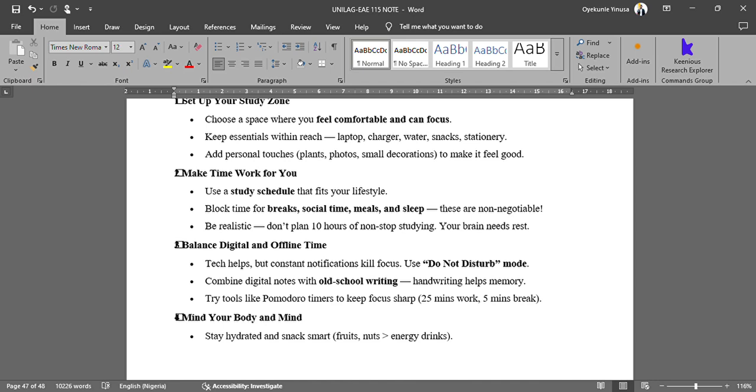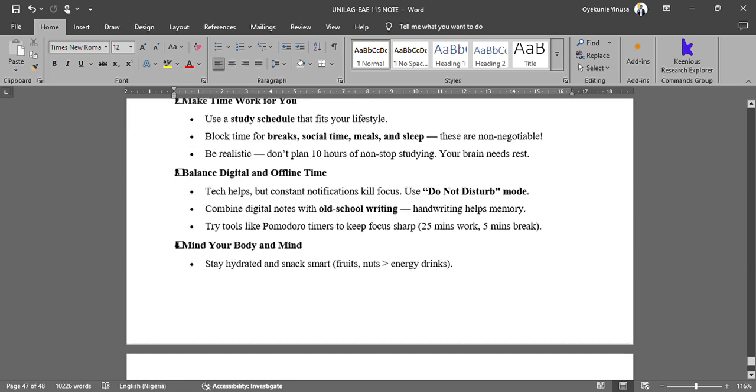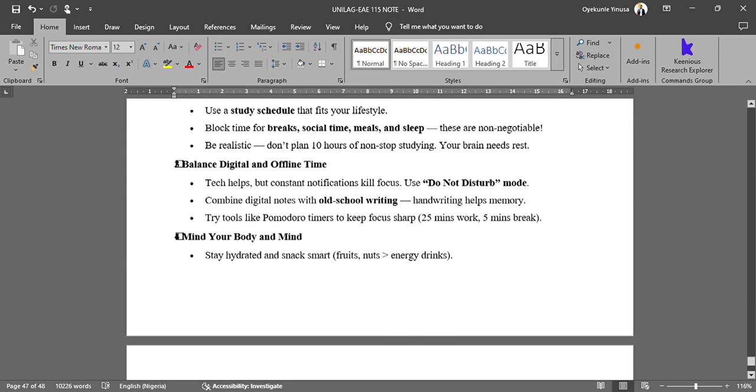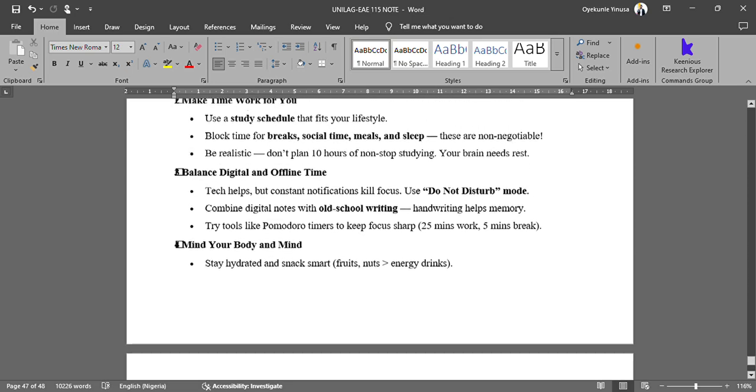Make time work for you. Use a study schedule that fits your lifestyle. Block time for breaks, social time, meals and sleep. You must have time for all of this. These are non-negotiable. Be realistic with yourself. Don't plan 10 hours of non-stop studying. You are just hurting yourself. Your brain needs to rest and you must give it a break.